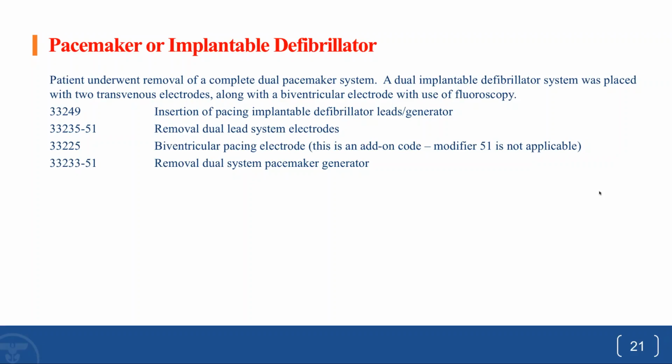And if you're looking on page 195 at your chart, again, you're going to look at the initial, because remember your insert was just in reference to leads. But now we're talking about the actual defibrillator, which is on the far outside column on page 195. And then it tells you here. So that would be your 33249. And then the last thing that they did, it says along with a biventricular electrode.